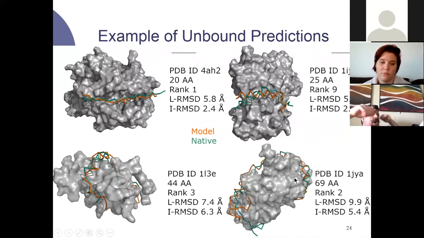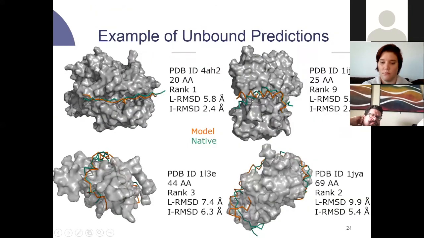Like in this case, this is our most extreme case. Green is the native crystal structure, and red or orange is our model. You see that this turns, but visually you can see that we can dock the 69 residue disordered protein on the receptor surface fairly well.